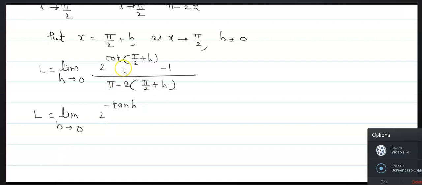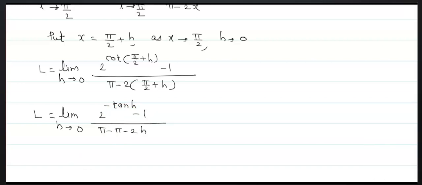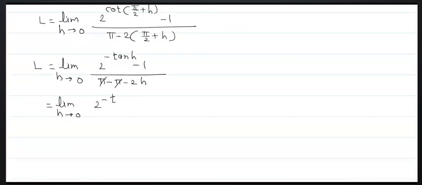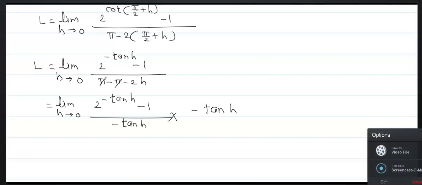Now in this case, cot of pi by 2 plus h means it goes in the second quadrant. In the second quadrant, cot is negative, and that's why it is minus tan h. Whenever there is angle pi by 2 plus theta, the function changes: tan to cot, cot to tan. Here it becomes minus tan of h. After simplification, you will get limit h tends to 0, 2 raised to minus tan of h minus 1.